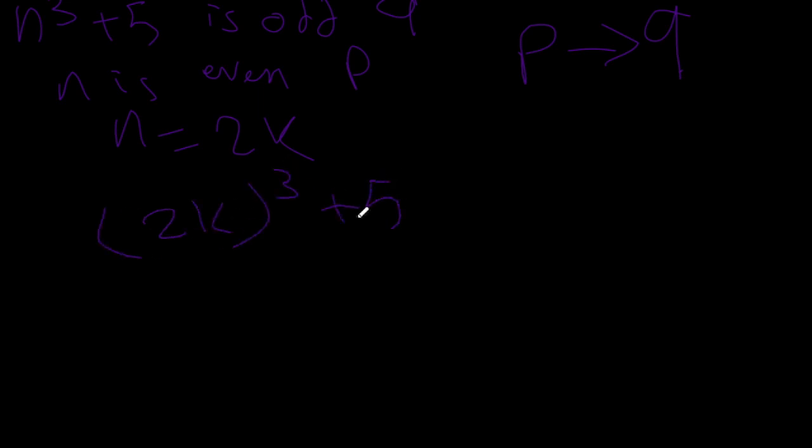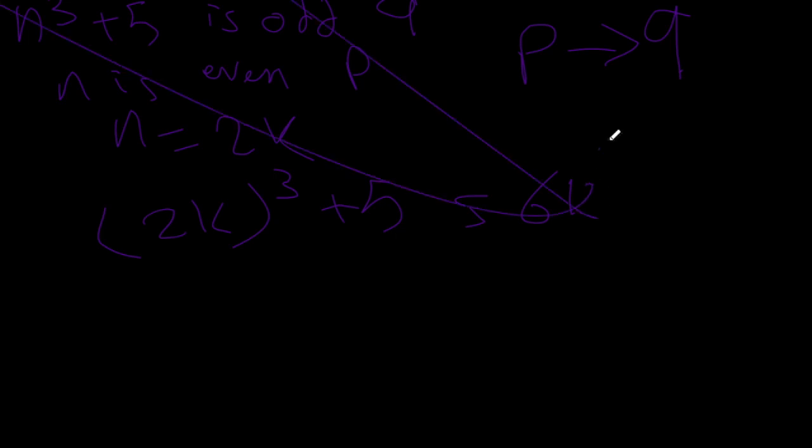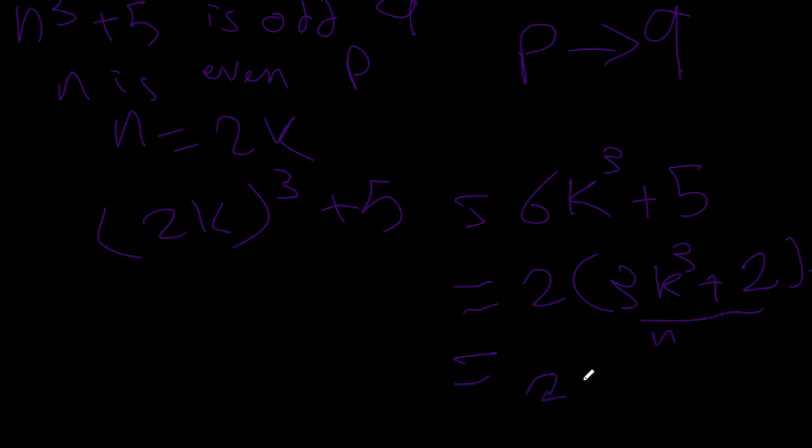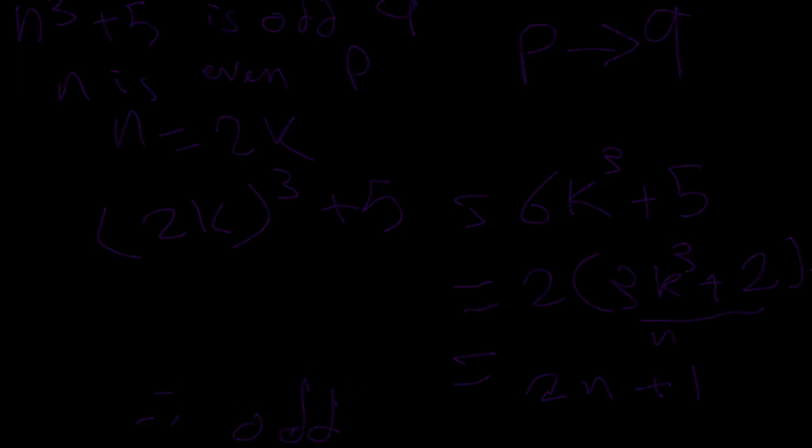So I will have n equal to 2k. I substitute the value of n in the equation, and this is going to be 2k to the power 3 plus 5, which equals 8k to the power 3 plus 5. Now take 2 out of the equation, and this is going to be 2 multiplied by 4k to the power 3 plus 2, and give that expression n. So this is 2n, which is basically an odd number.